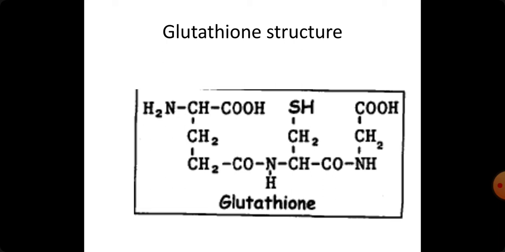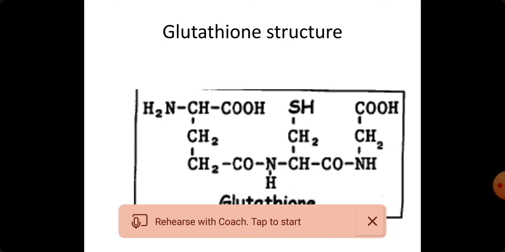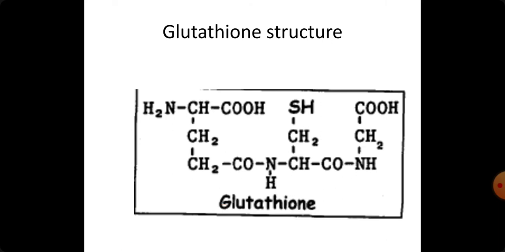Gamma glutamyl moiety is joined to cysteine by a peptide bond, and cysteine is bound to glycine by another peptide bond. So this is how glutathione is made up of these three amino acids.